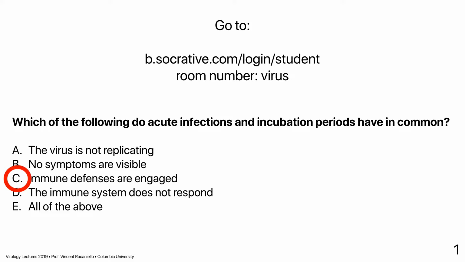But first of all, what do acute infections and incubation periods have in common? The virus is not replicating. That's wrong, so good, none of you picked that. No symptoms are visible. An acute infection at some point has symptoms, so that can't be right. I understand the way you were thinking about it. You're kind of confused by the incubation period where no symptoms are visible, but for the whole course of the acute infection, there certainly are. And the immune system does not respond. That's not true, because during the incubation period and the whole infection, the immune system is responding. So that's why it's C.